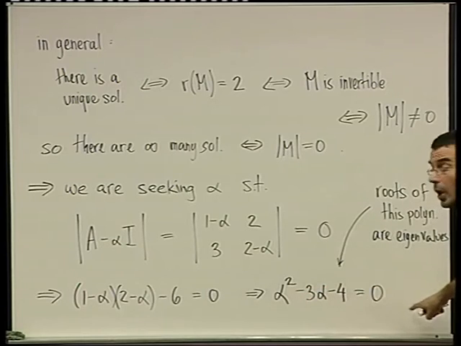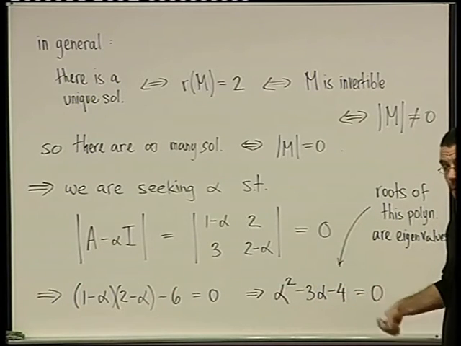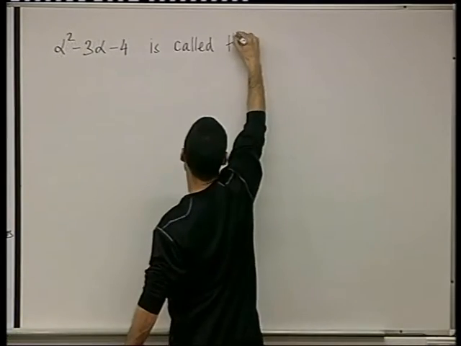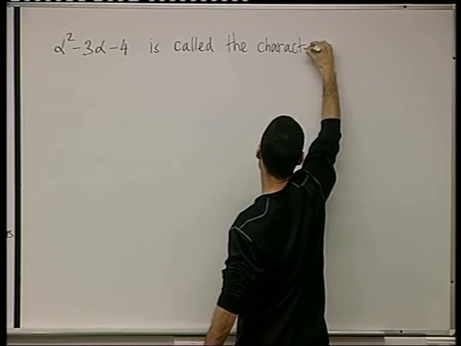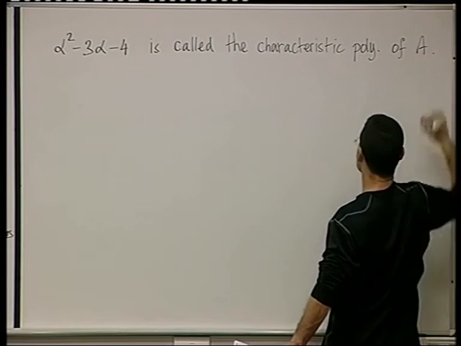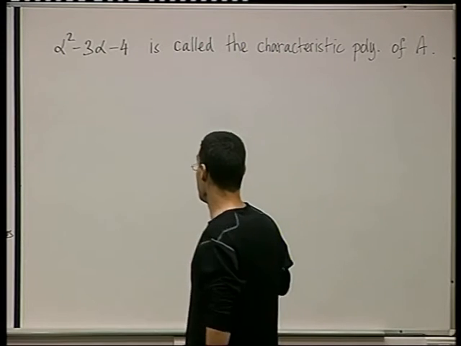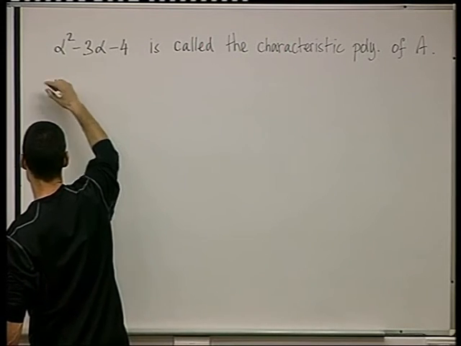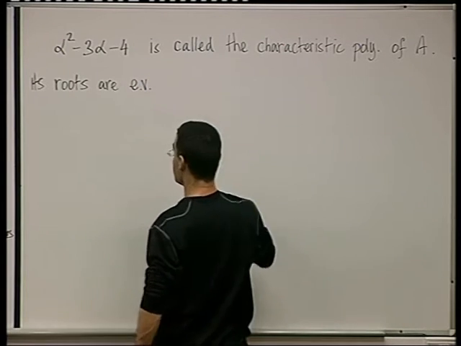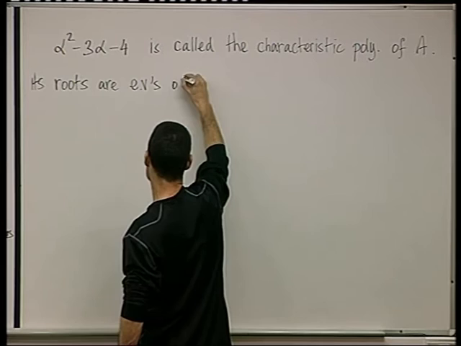And this polynomial has a name, it's called the characteristic polynomial of A. So alpha squared minus 3 alpha minus 4, that's what we found in this example, is called the characteristic polynomial of A. Or of T, doesn't matter. Its roots are eigenvalues of A.